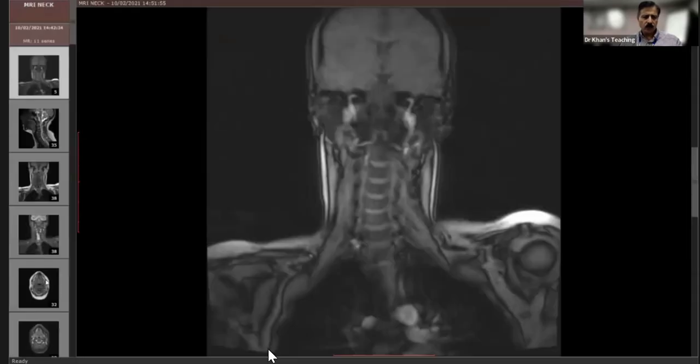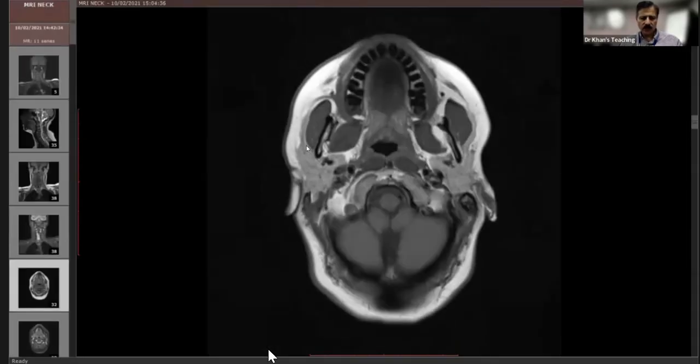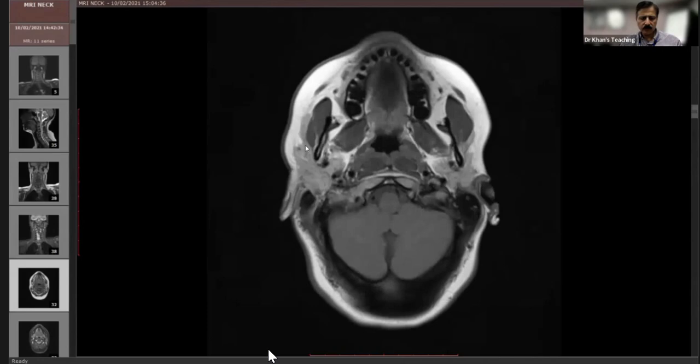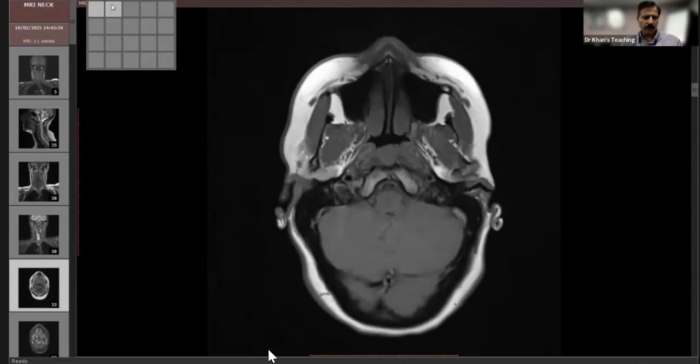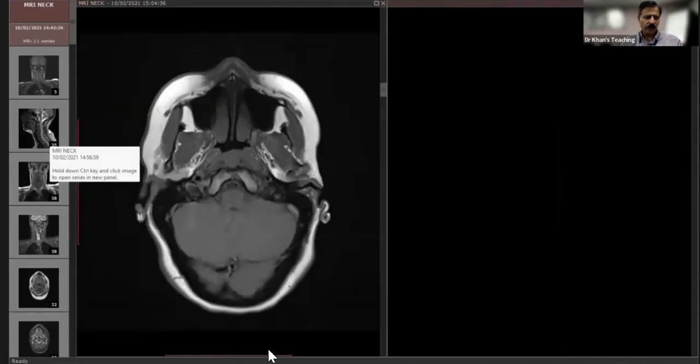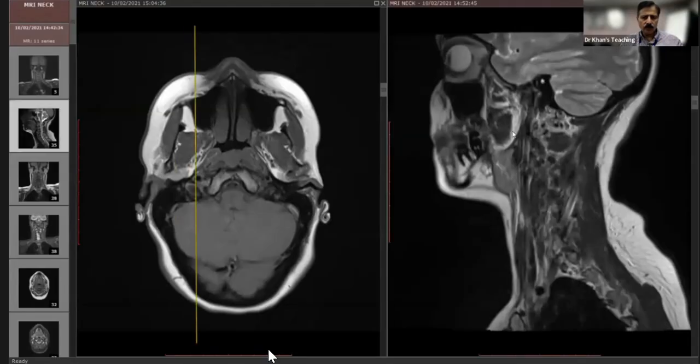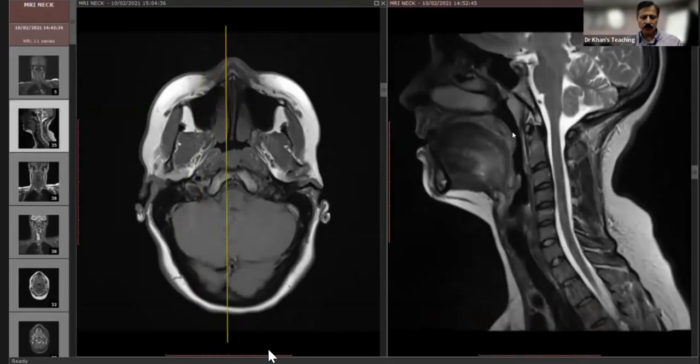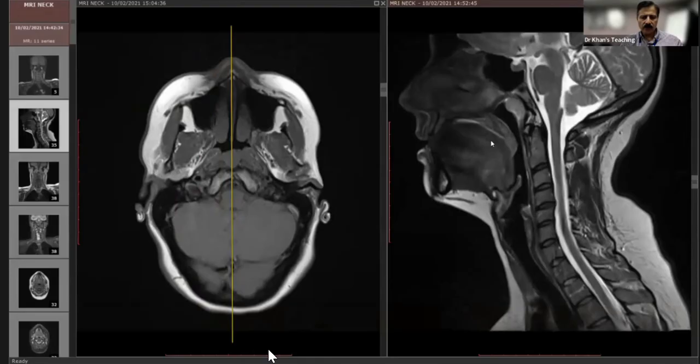So let me go through this anatomy on this MR. So if we marry it with T2, just to orient you. If you see here, this is the tongue, this is the epiglottis, this is the soft palate. So from here to here is the base of the tongue, and this is part of the oropharynx. This area is our area of interest.